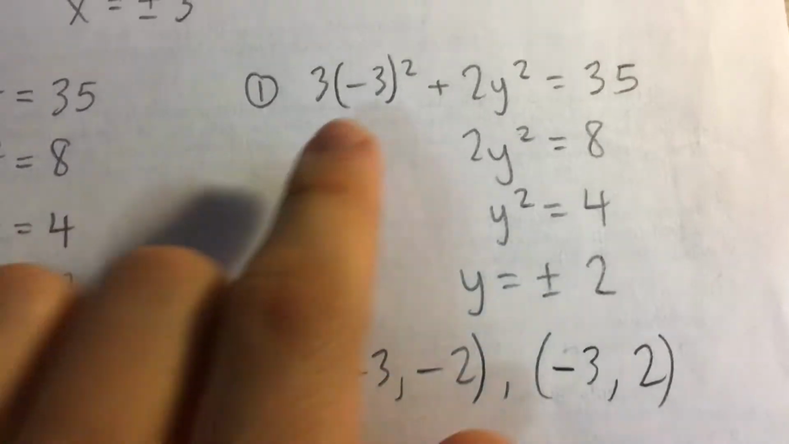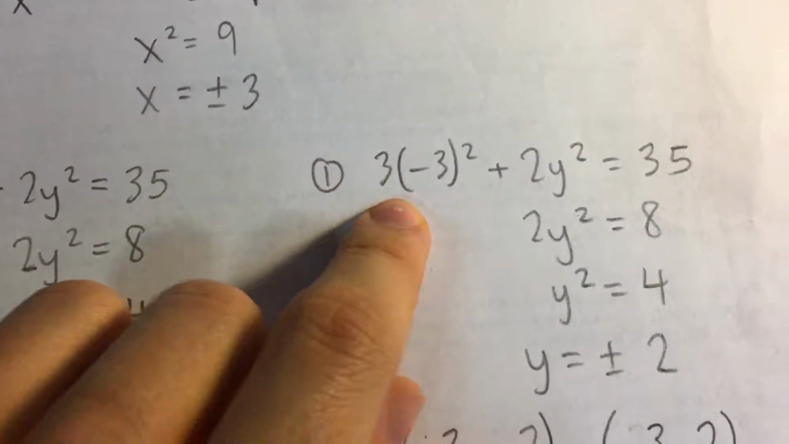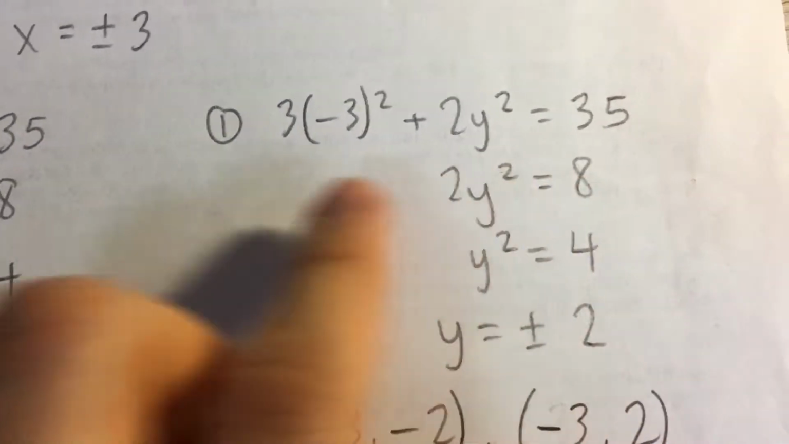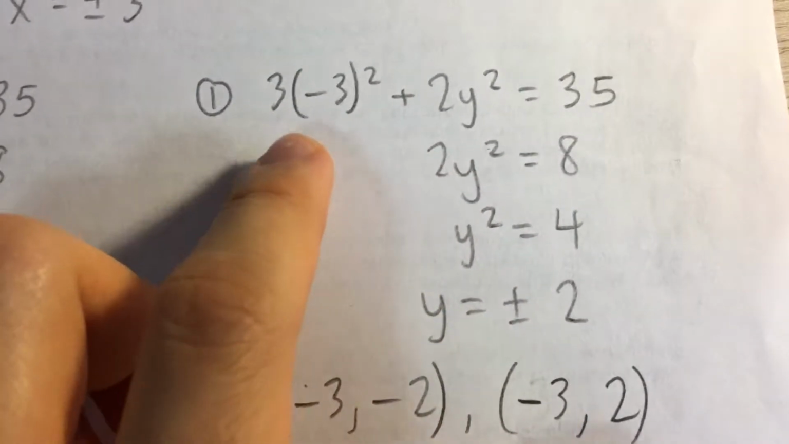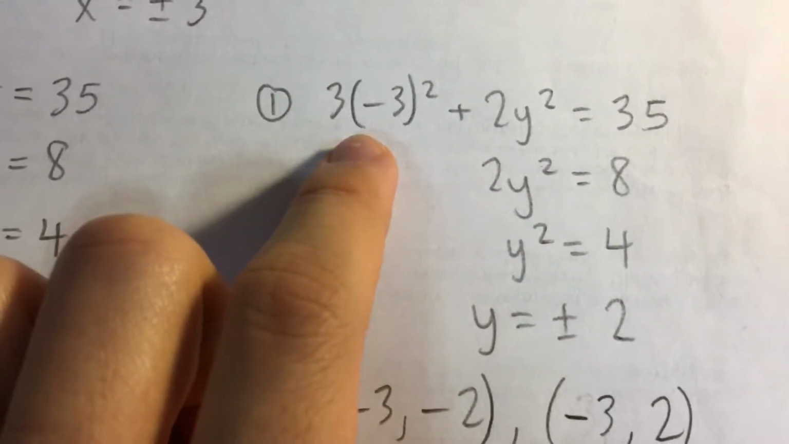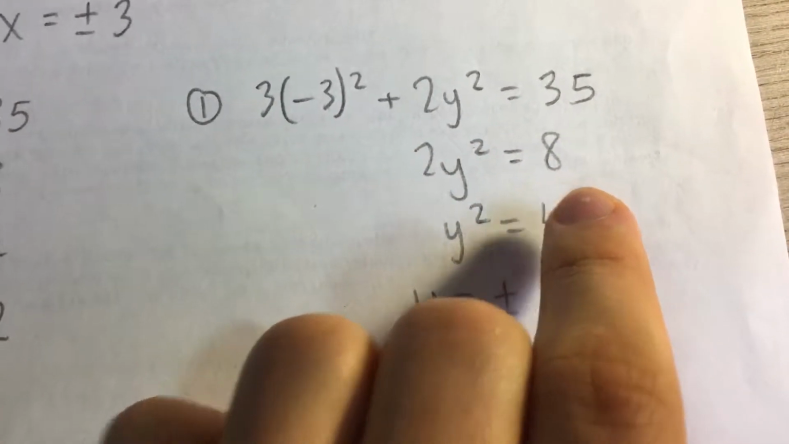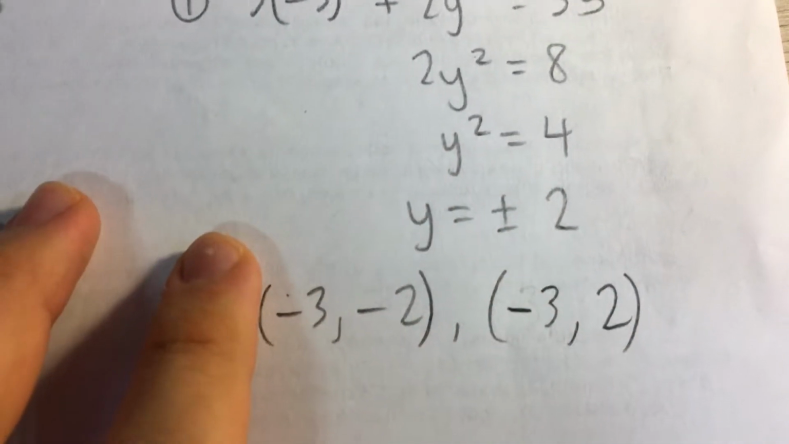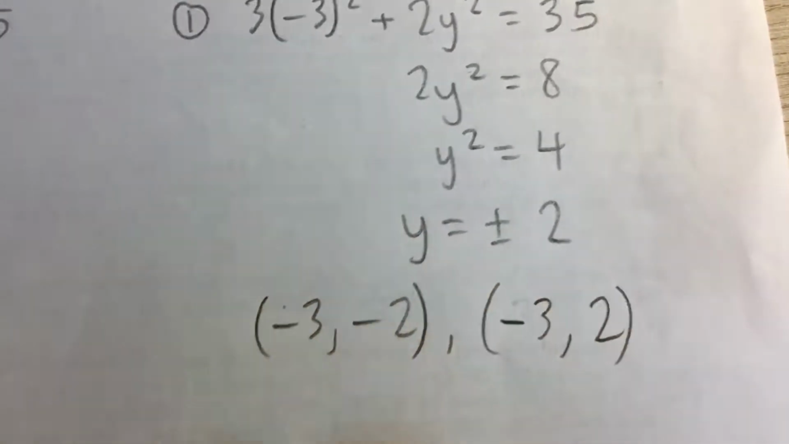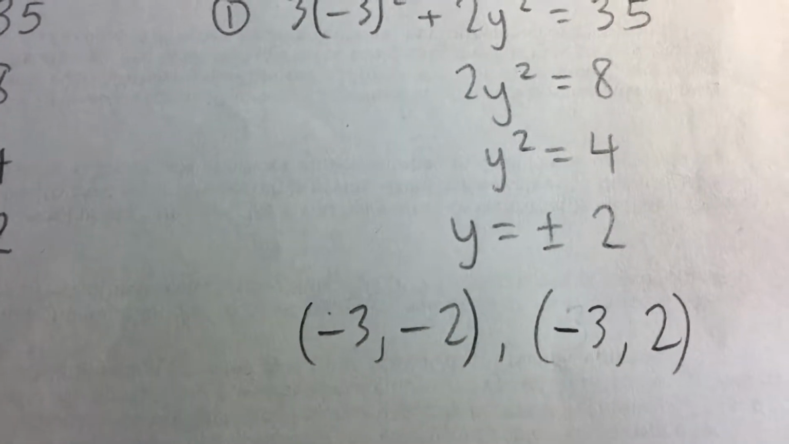And there's also the other case, when x is negative 3. We plug it back into the original equation, and similarly, we solve for y, and it's very similar because negative 3 squared and 3 squared are the same. So subtract 27 from both sides, I get 8 on the right, divide both sides by 2, I get y squared equals 4, and y is equal to plus or minus 2.